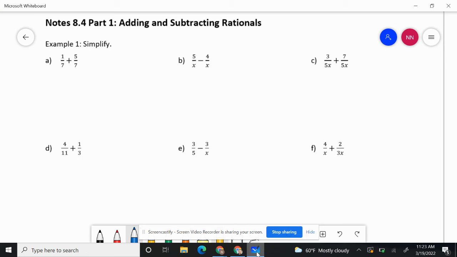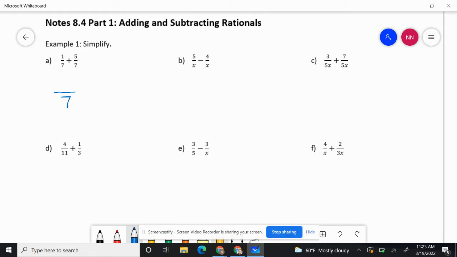What we're going to do now is add and subtract rationals. Adding and subtracting rationals is basically just adding and subtracting fractions. So if we're looking at our first example, you've probably seen this before. We have 1/7 plus 5/7, and that would be a denominator of 7.